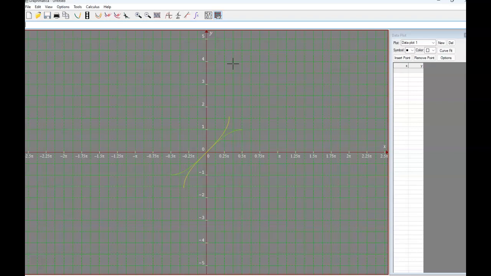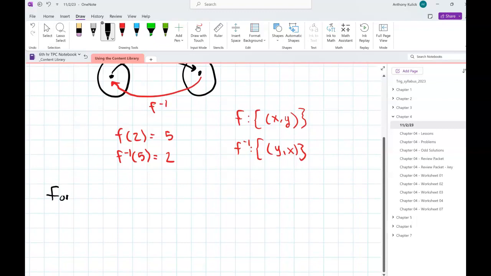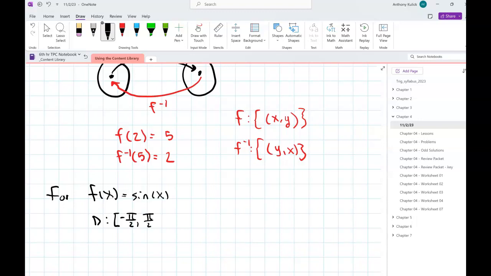So for the function sine x, what we did is we restricted its domain to go from negative pi over 2 to positive pi over 2. In doing so, though, the range remains the same. That's how we restricted the domain. We wanted the smallest domain so that we kept the entire range of values for sine.